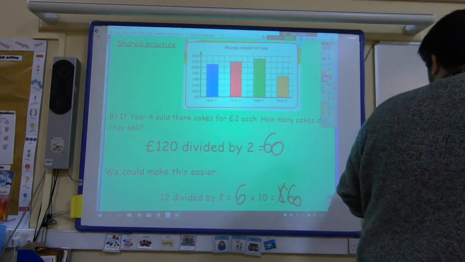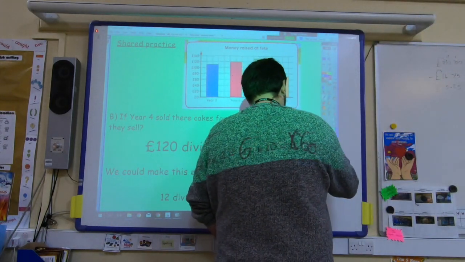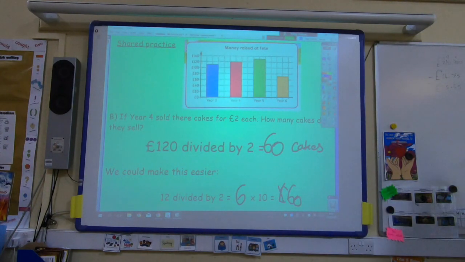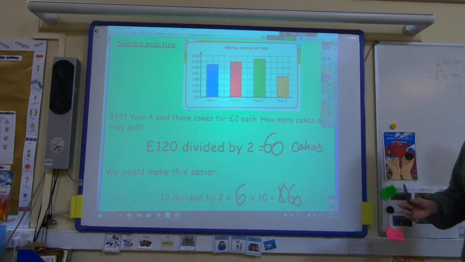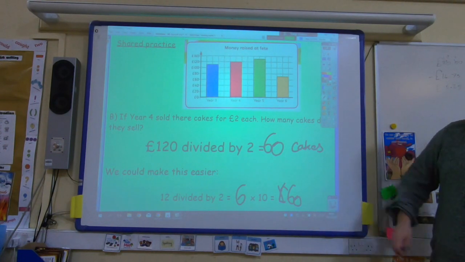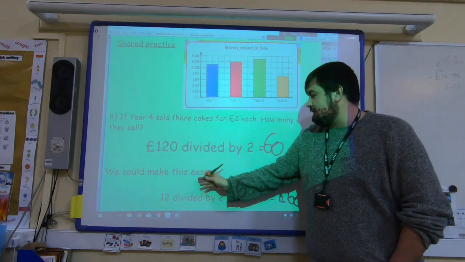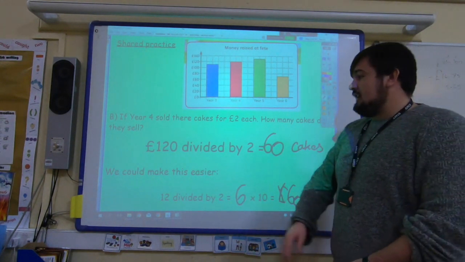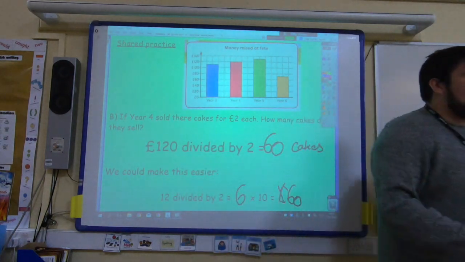Oh, I've got to put cakes, you're right, yeah, not pounds, because I put pounds up there, but I meant to put cakes. They sold 60 cakes, correct. They could have sold anything, couldn't they, Ella? Could have sold horses, donkeys, goodness me, who knows? So they sold 60 cakes, so 120 divided by 2. We can always make things easier. If you ever have a number that's in our hundreds, we can always make it smaller for ourselves.